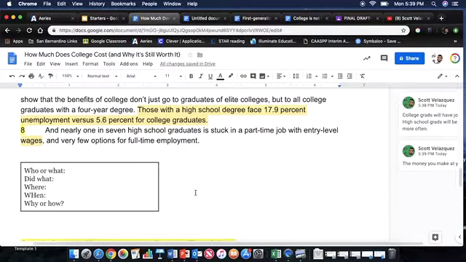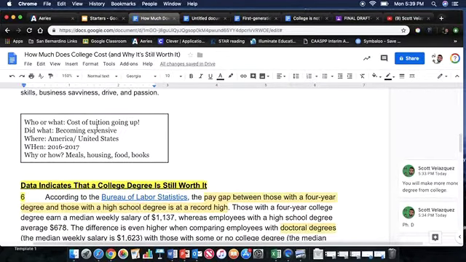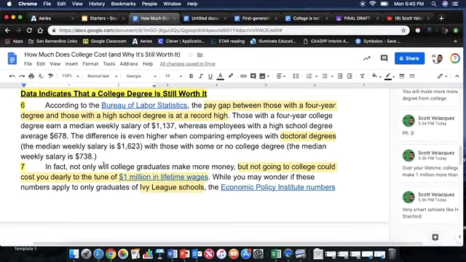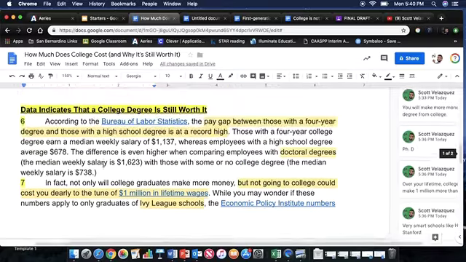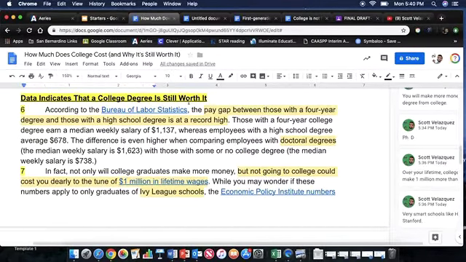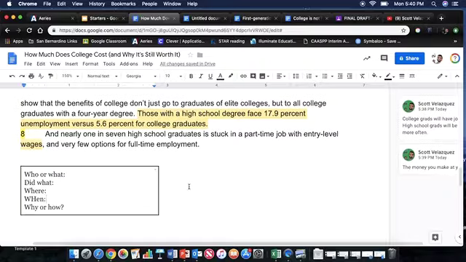All right? So now you saw what we did up here in that box, right? So what we did up here is we just wrote down very short sentences, a couple words actually, to describe what this chunk was about. So we just read about data indicates that a college degree is worth it. All right? So go ahead and try to fill this in about what you just read. So who or what was this about? What did they do, where is this happening, when is this happening, and why or how is this happening. So go ahead and try to fill that in first by yourself and see what you come up with.